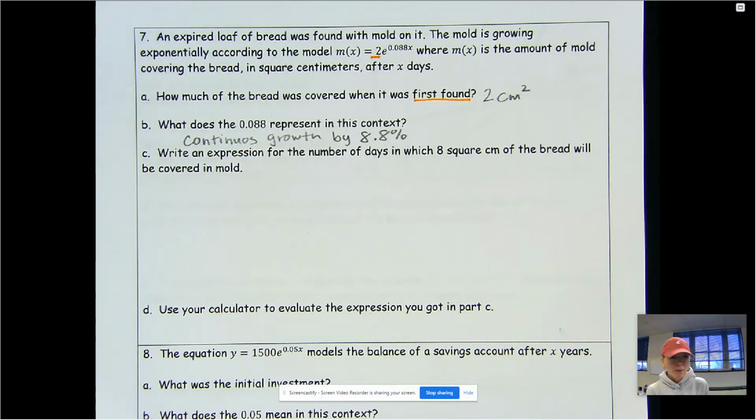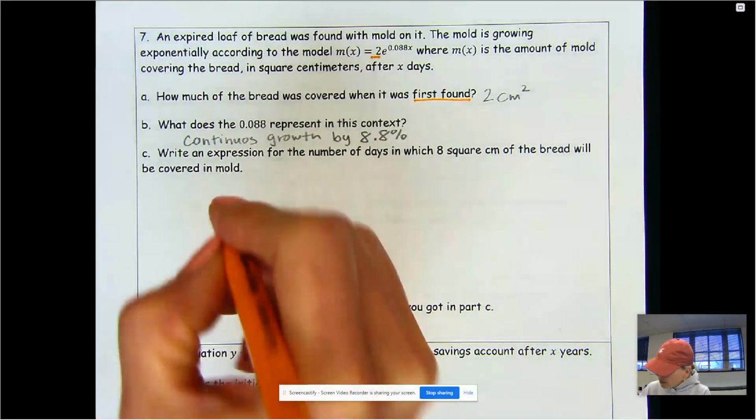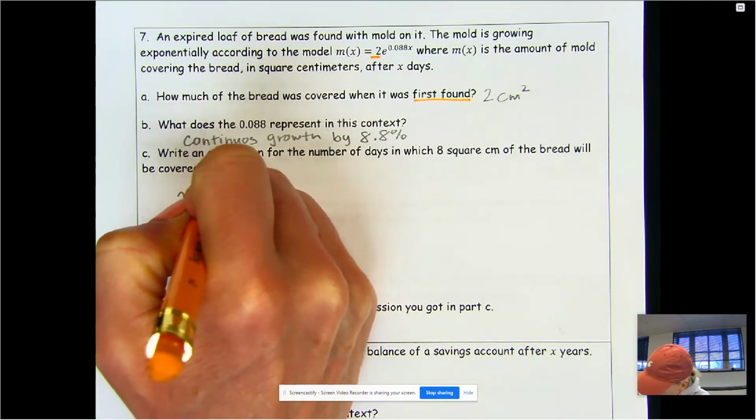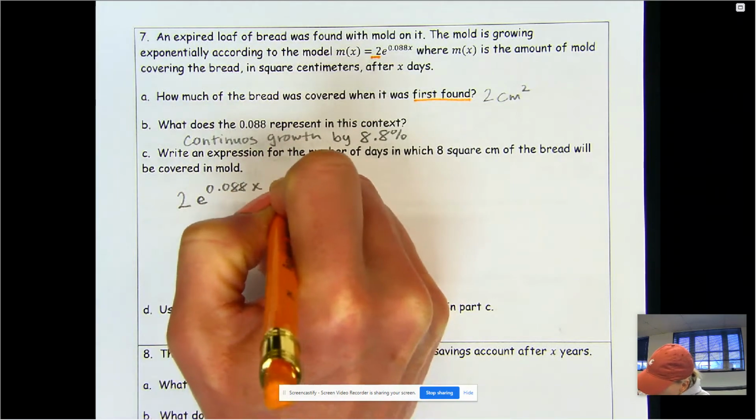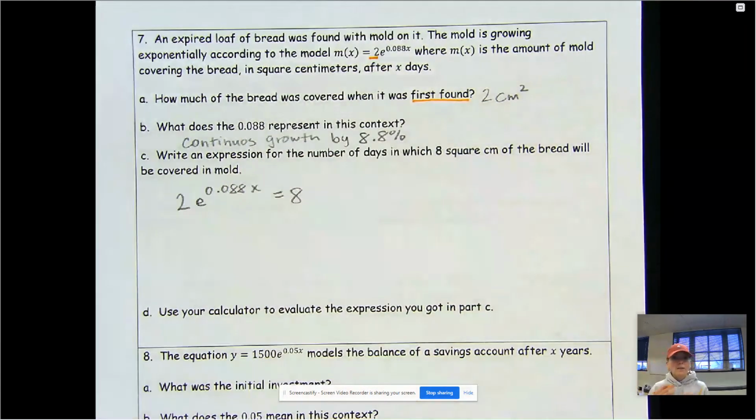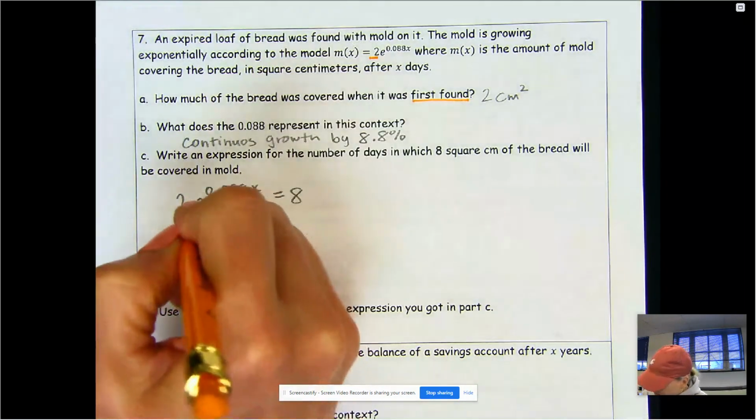And write an expression for the number of days in which 8 square centimeters of the bread will be covered in mold. So I'm going to take the 2e to the 0.088x, set it equal to 8, and then solve for x. The answer I get for x is the expression for the number of days, because x represents the number of days. So now I have to get the x all by itself to be able to write that as an expression. All right, so our base is e, our exponent is 0.088x, and so start by dividing by the 2.